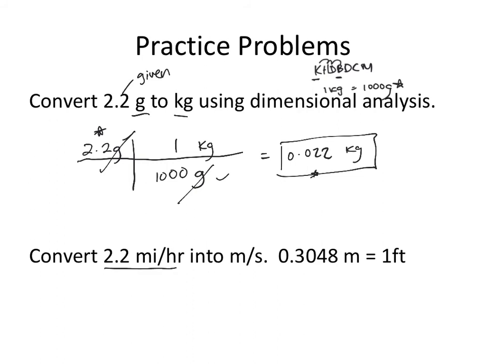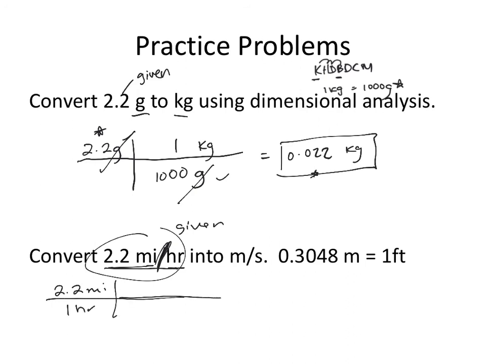Notice they gave us 2.2 miles per hour. Once again, this is a combined unit. You're going to have to make sure that you set this up slightly differently than the problem above. Our given here is going to go into that first box. Remember, this line here allows us to differentiate between where this portion and this portion of the given goes. So we're going to have 2.2 miles per 1 hour. That's our given, right? And we're trying to get into meters per second.